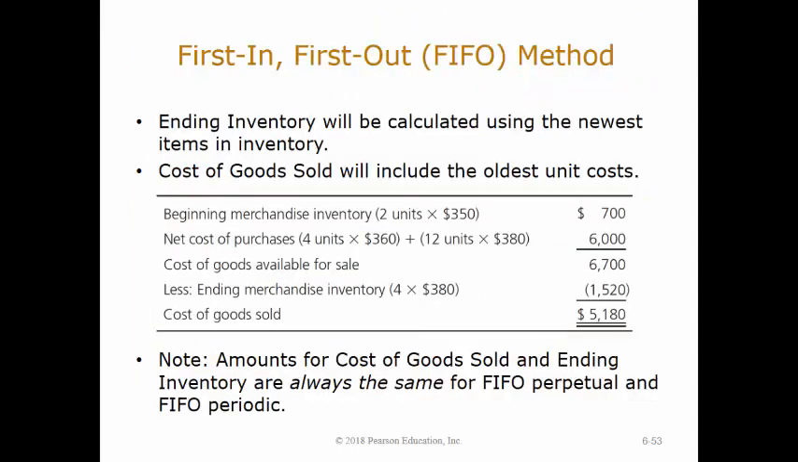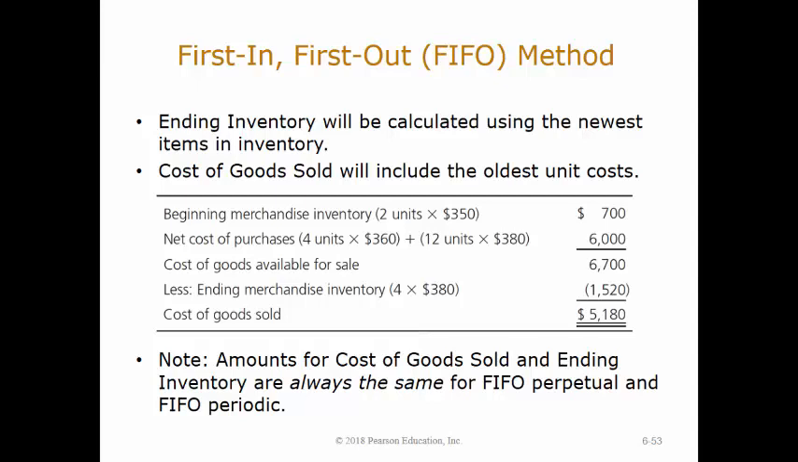With FIFO, we assume that the oldest units in inventory will be sold first, so we take those out of inventory before taking any other units out of inventory. We assume the ending inventory is comprised of the newest units in inventory. In our example, the beginning inventory of 2 units at $350, $700, plus the net purchases for the period, $6,000, will give us $6,700 of inventory available for sale during the month.